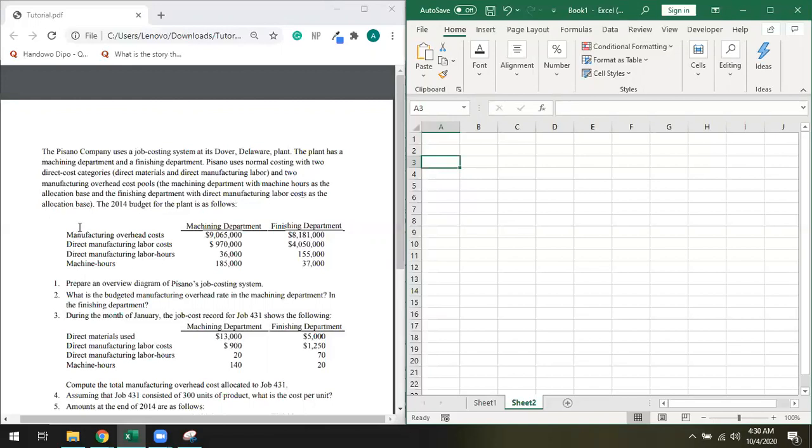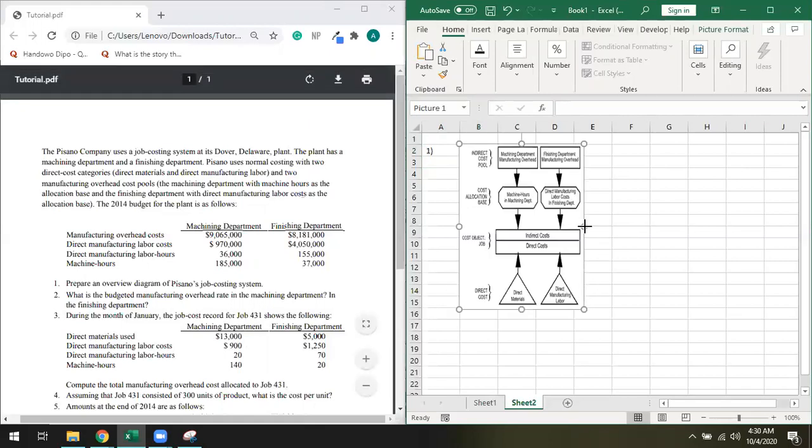Here's the 2014 budget for the plant. We have manufacturing overhead costs, direct manufacturing labor costs, direct manufacturing labor hours, and also machine hour for each department. For number one, we are asked to prepare an overview diagram of Pisano job costing system. Since drawing in Excel is a bit difficult, I will just copy and paste the diagram of Pisano's job costing system. So here's the diagram.